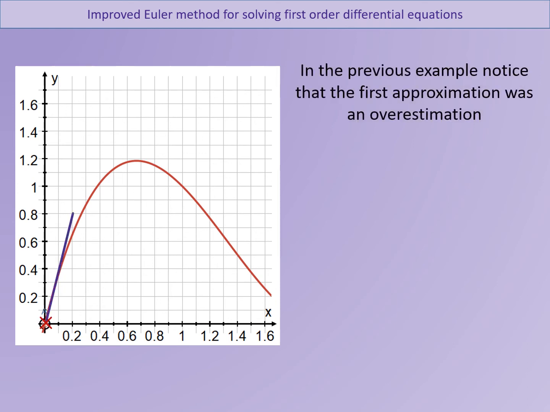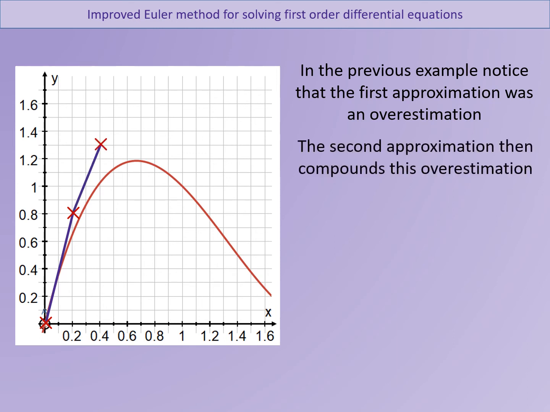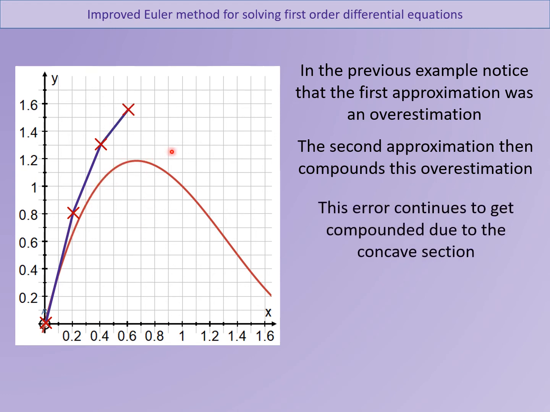So we noticed that in that previous example, when we looked at the first approximation, it was an overestimation. And then the problem was, once that was an overestimation, the next value along overestimated again. And so it compounded the error. The reason for that is because the curve was in a sort of concave shape. And the error just keeps going. Yes, it does come back round, it does follow the general shape, but by the time it does actually start to come back round, we've noticed that this error is just compounded over and over again. So that's what the problem was with that Euler step-by-step method.